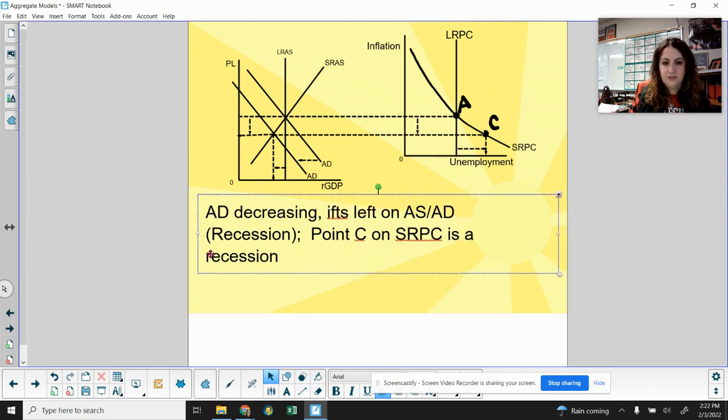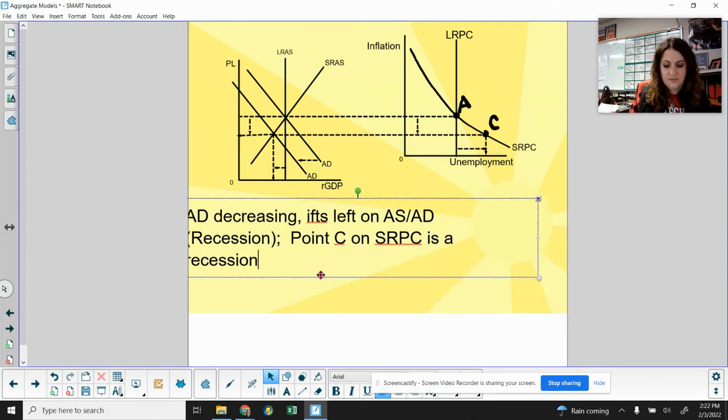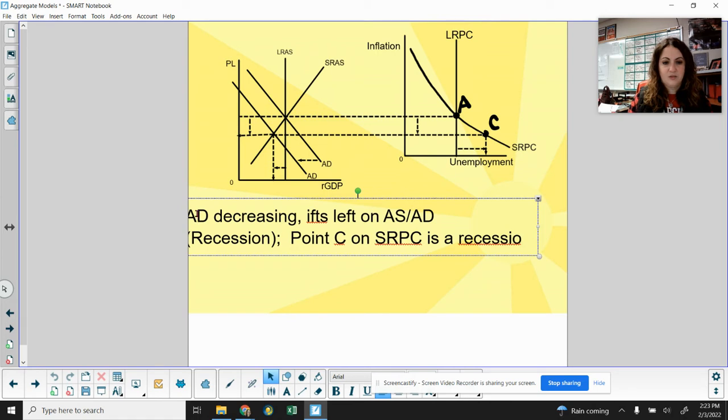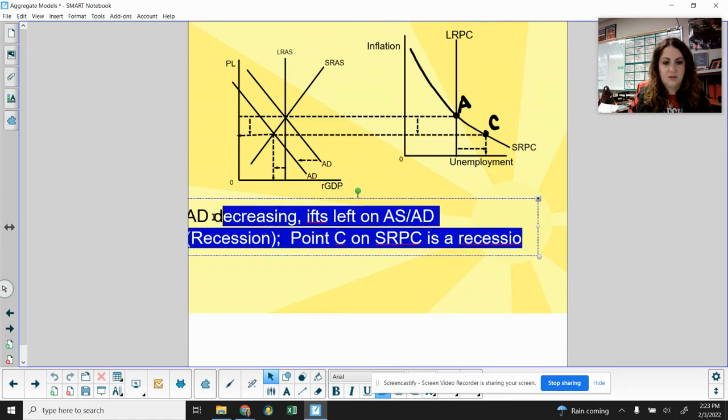Delete. Nope, that's not going to work. Oh my gosh, seriously? And delete. Backspace? No, that didn't work either. Can I not delete you? Okay, let me just erase and I'll retype.